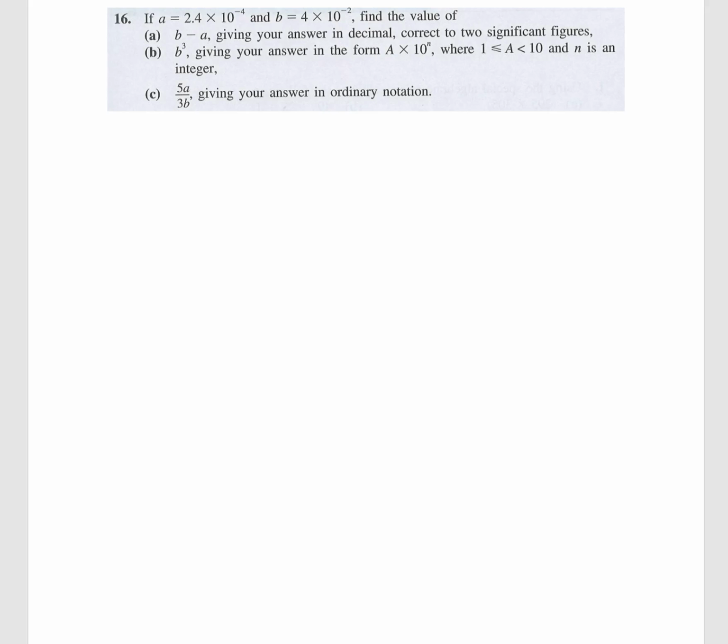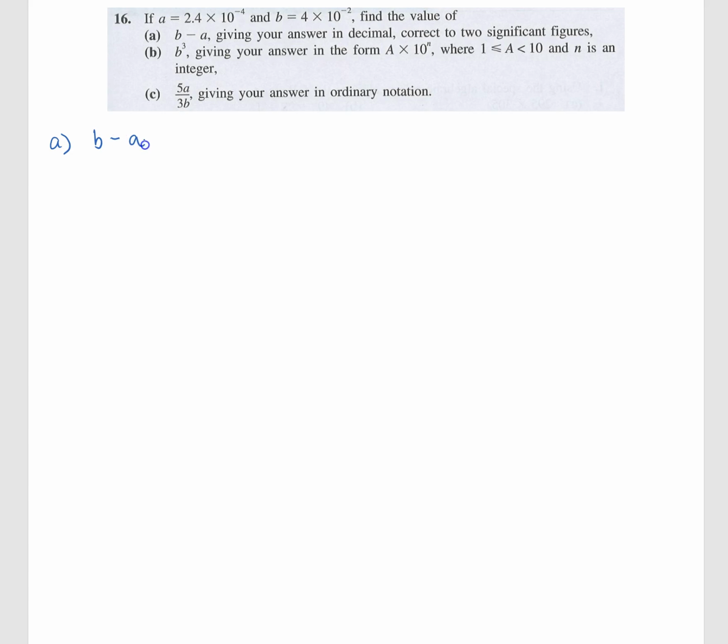In question 16, part A asks us to find b minus a if a is equal to 2.4 times 10 to the power of negative 4 and b is equal to 4 times 10 to the power of negative 2. And it wants us to give our answer in a decimal correct to two significant figures. Okay, so let's write out what we have for part A.